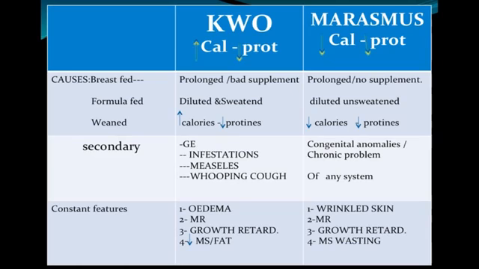On the other side, what about the constant features in marasmus? Marasmus does not have edema. Instead, they have wrinkled skin due to loss of subcutaneous fat. Why? Because the patient has deficient calories and deficient protein. With deficient calories, he consumed his fat, so the patient has low fat. Absence of fat from the abdomen is considered first degree marasmus. Absence of fat from the buttocks is second degree marasmus. Lastly, absence of the buccal pad of fat gives rise to senile facies or old man facies. This is third degree marasmus, the severest form of marasmus.